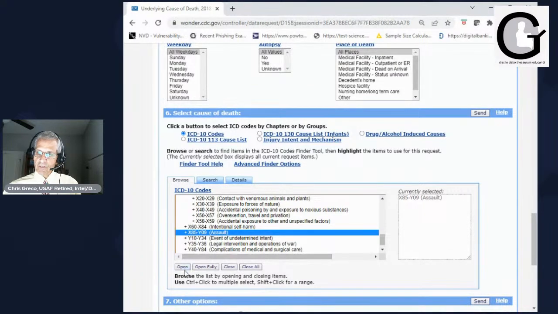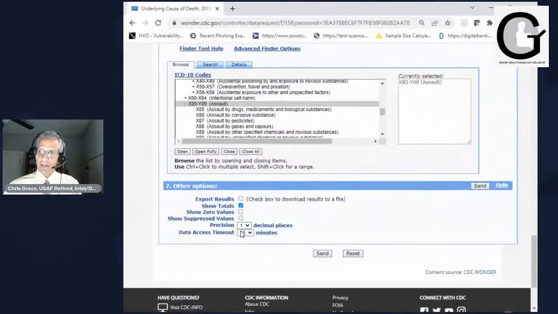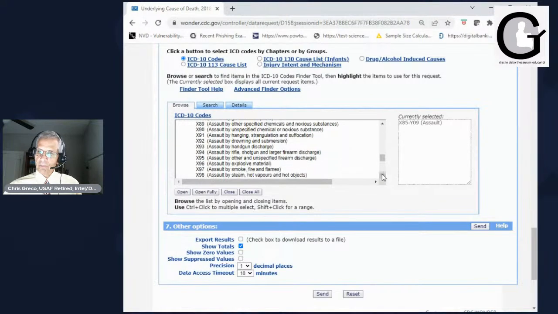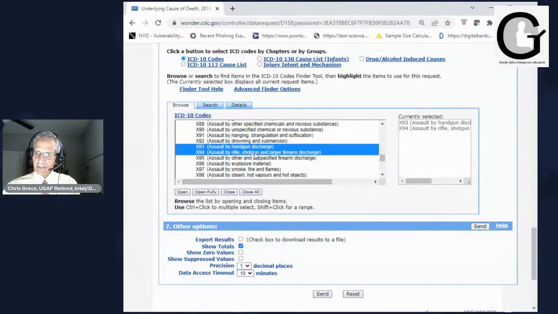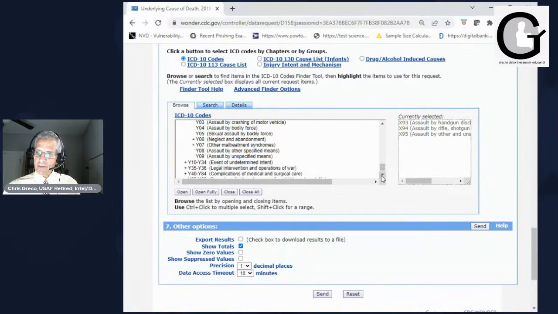So I'll tell you, we're just going to do assault here, just for time aspects. And here's assault by corrosive, assault by handgun discharge. So by handgun discharge, we're going to select that one. We're going to select assault by rifle, assault by other and unspecified. And that's all we're going to do for this. But you can see, there's so many different things here, right? And then basically it shows here, you export the results.